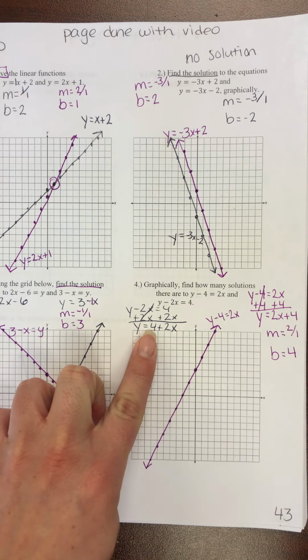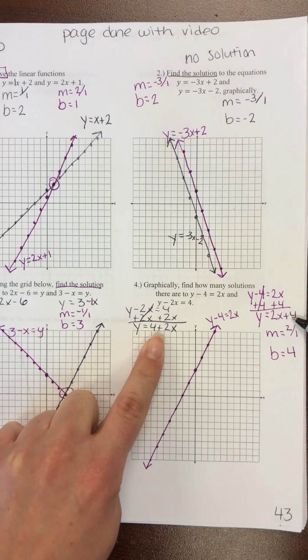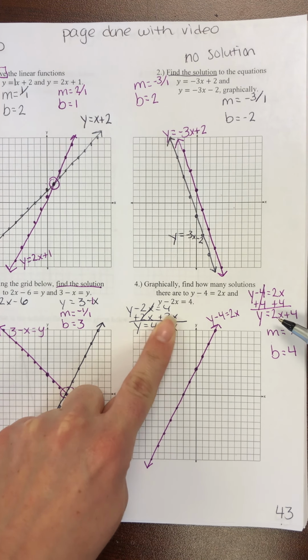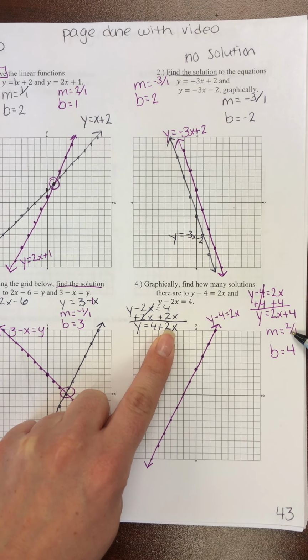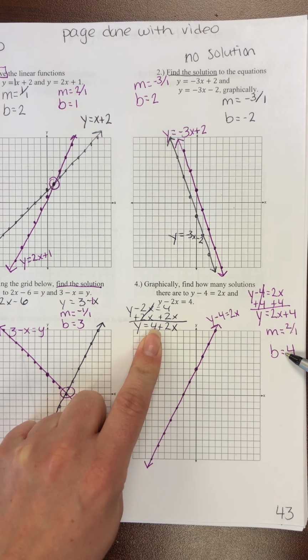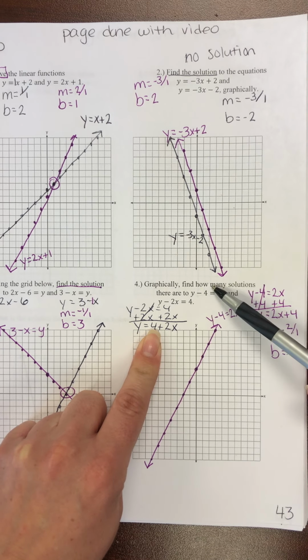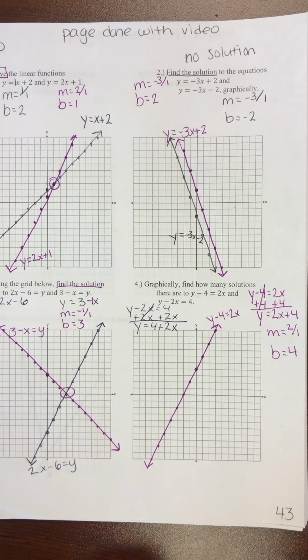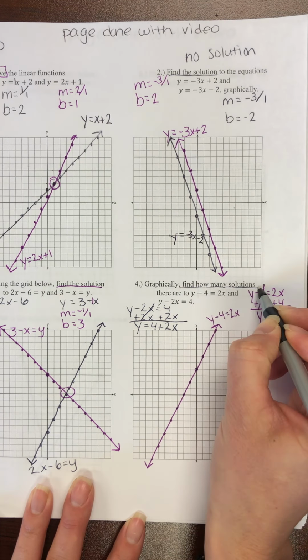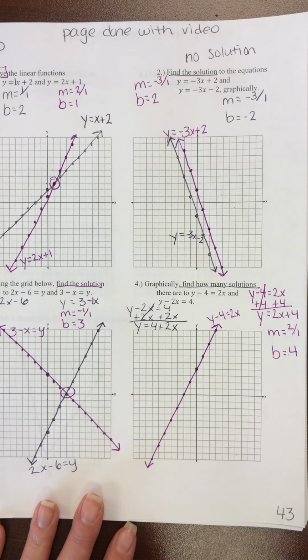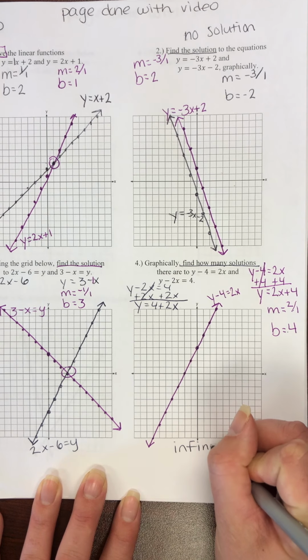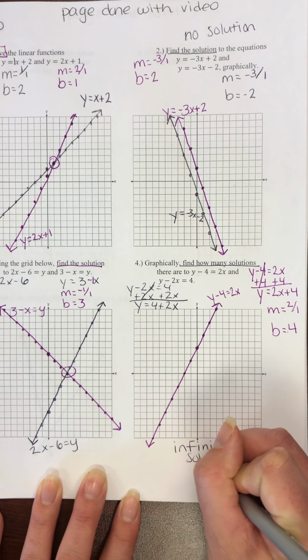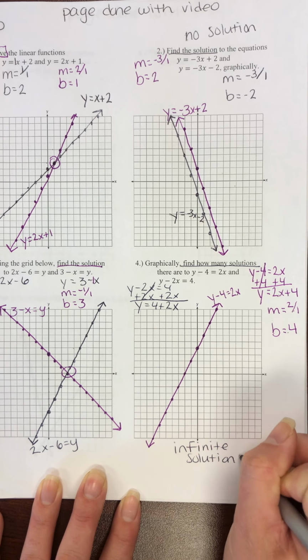Well, if I take a look at the line that we already graphed, it's the same equation. They just flip-flopped the 4 and the 2x. So my m would be the same, which is 2 over 1, and my b would be the same, which means that these two equations are the same. So when it says find how many solutions, it doesn't ask for the solution. There would be infinite solutions.